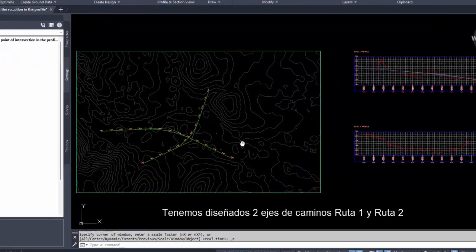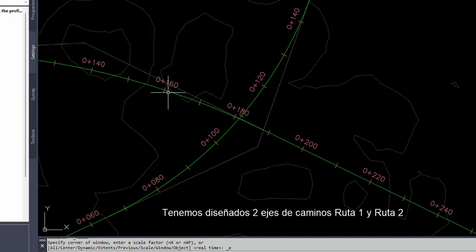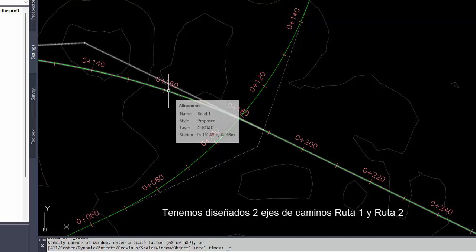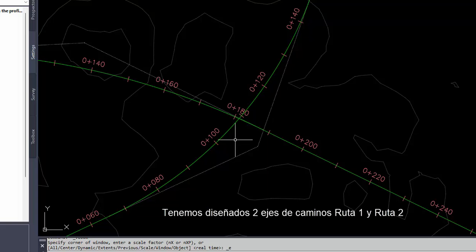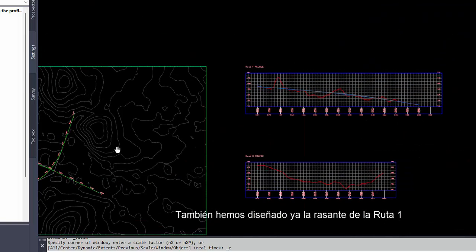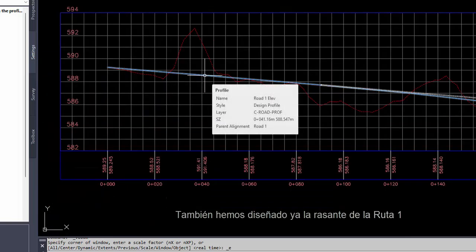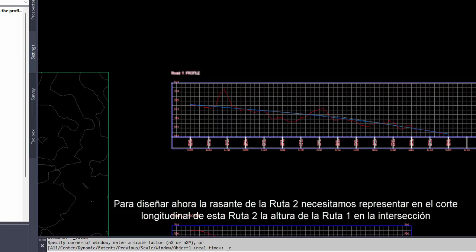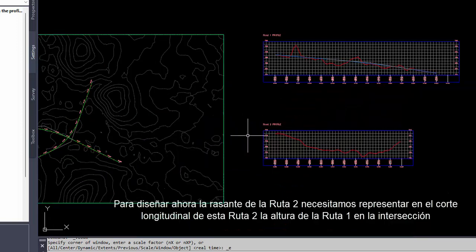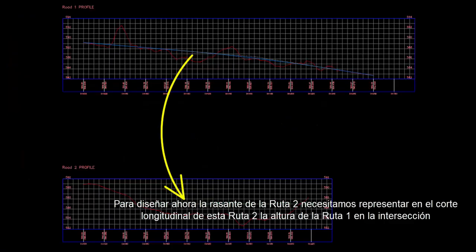We have designed two road axes, Road 1 and Road 2, with their intersection point. We have also designed the Road 1 grade, that means the Road 1 profile elevation. To design now the profile elevation for Road 2, we need to represent the elevation of Road 1 at the intersection point in the profile view of Road 2.